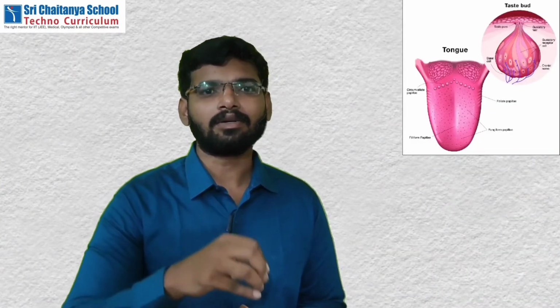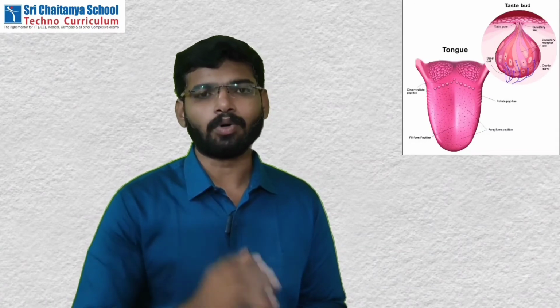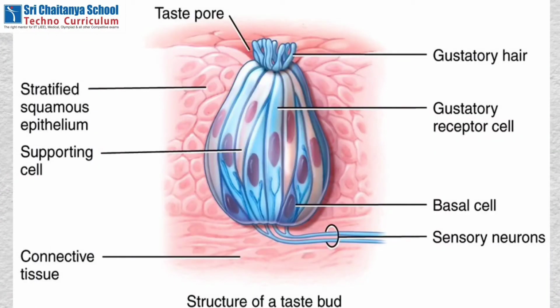And next, the food material must dissolve in the saliva, or it must be in a liquid form. Then these chemicals can enter the taste bud through a taste pore present on the taste bud, and they will be sent through a nerve fiber to the brain. There, at a special region in the brain, the taste of the food material is perceived.